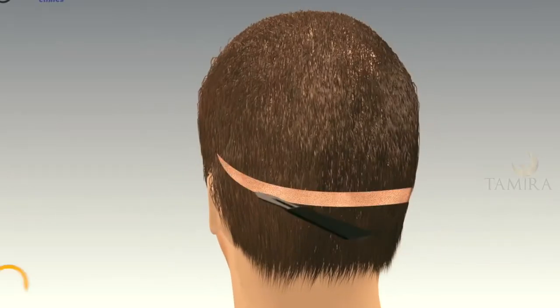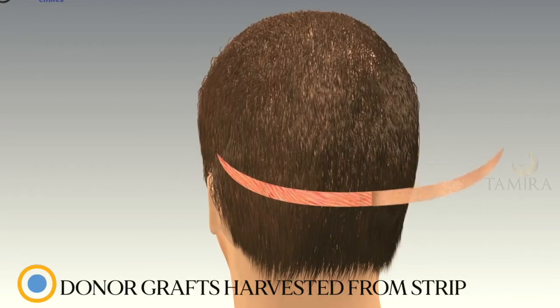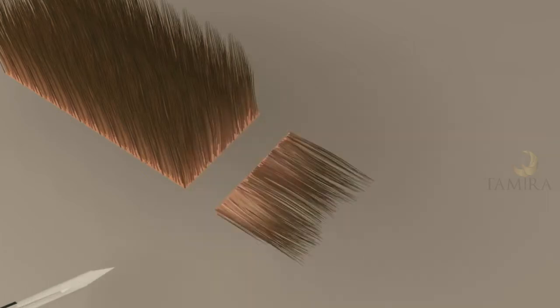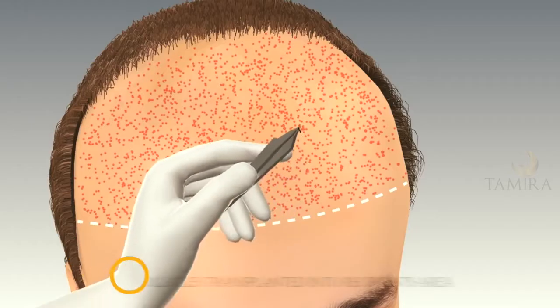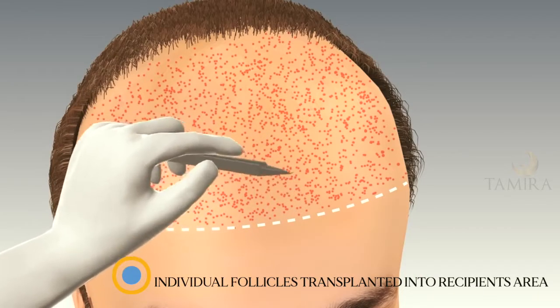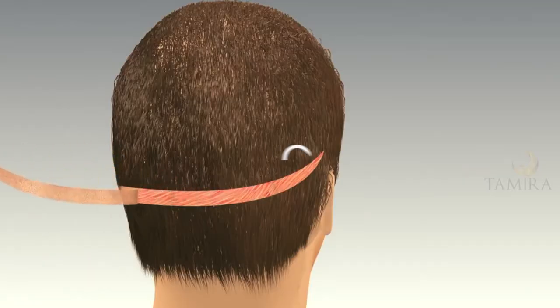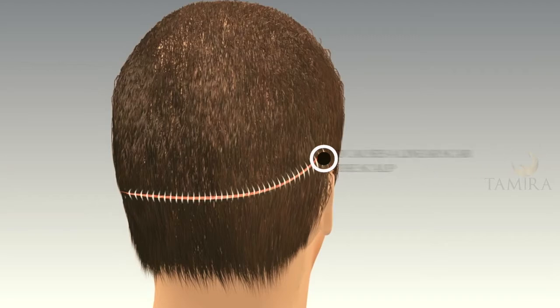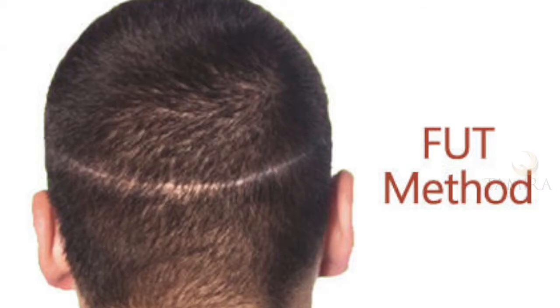In what we call the strip method, the donor grafts are harvested in the form of a strip from the back of the scalp. The individual grafts are separated under magnification. Individual follicles are then transplanted into the recipient area. In the strip method, there would be a linear scar at the back of the scalp, and this scar is usually painful for a period of 6 months.